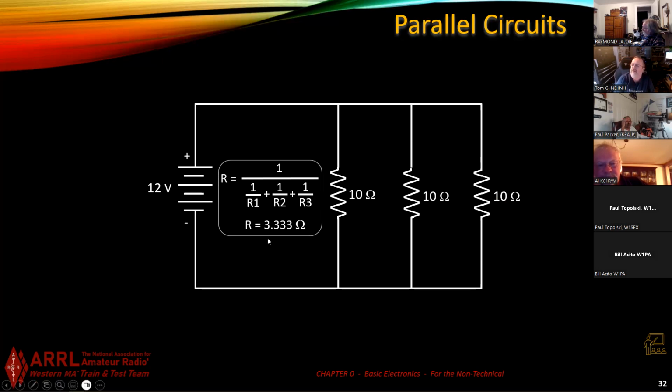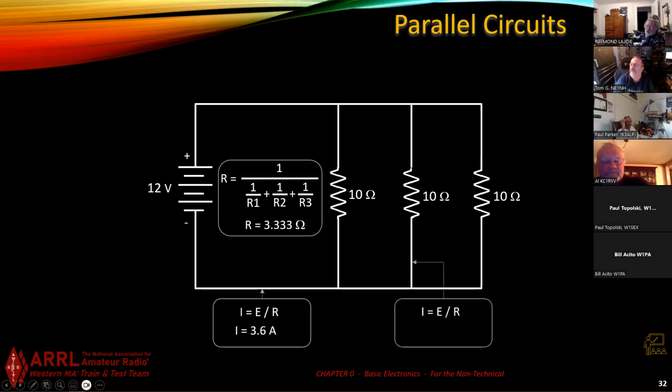Okay. So in my total circuit, I have 3.333 ohms and 12 volts, right? So if I take my current measurement right here, I equals E divided by R, I'm going to come up with 3.6 amps because I have 12 volts divided by 3.333 ohms, right?